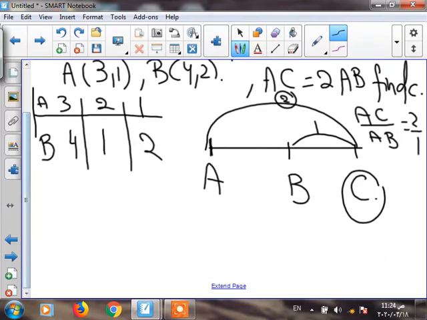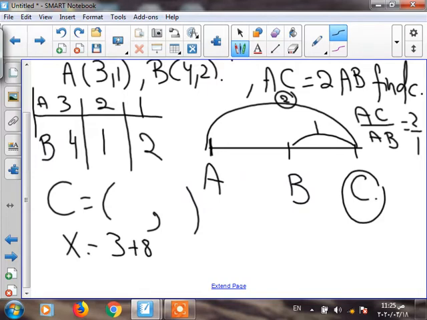Another, to find the C. C is going to be our ordered pair. 1 times 3, 3. 4 times 2, 8. So the x will be 1 times 3, 3, plus 2 times 4, 8. 3 plus 8, 11 over 3. And here it's going to be 11 over 3. And 2 times 2, 4, 1 times 1, 1 over 3. I made something wrong.